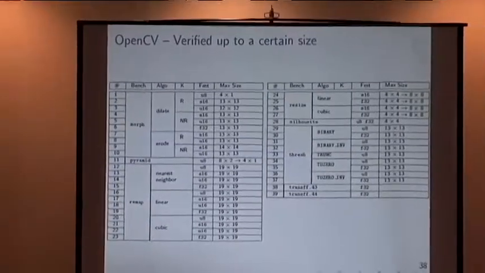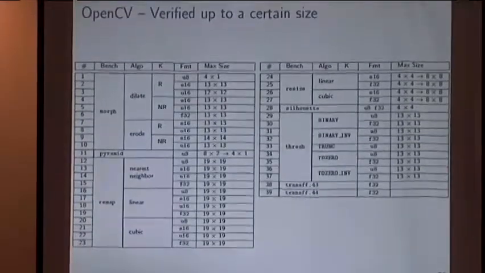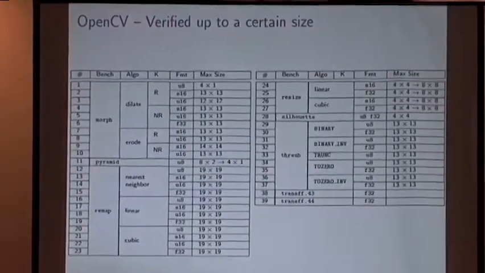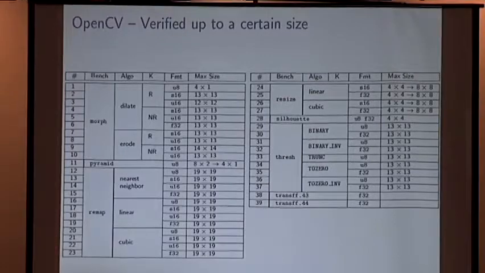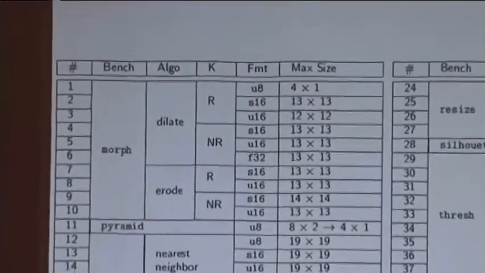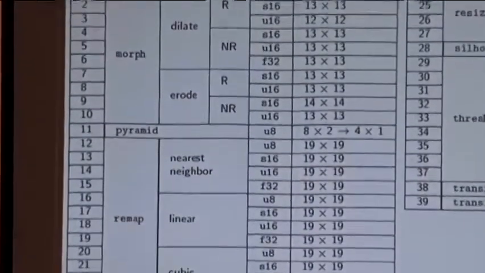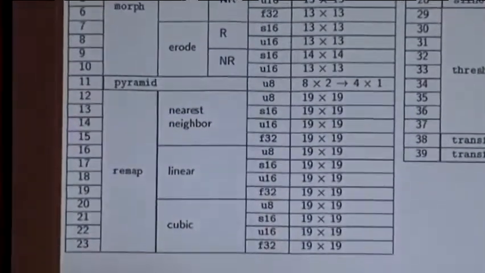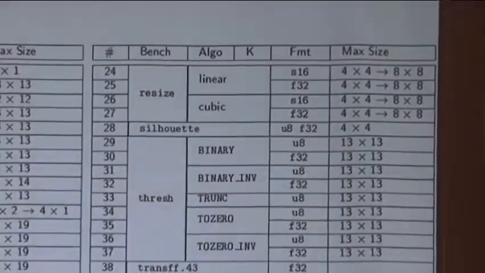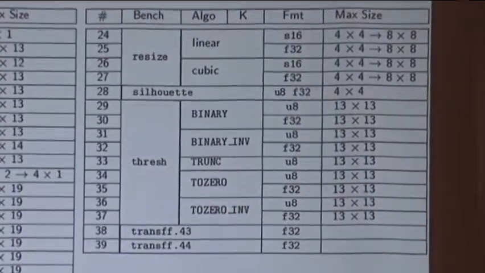So this slide isn't so much meant for you to read, but it is meant to show how many different benchmarks we covered and how many different algorithms and different size formats. In some cases, we went up to 20 by 20 matrices. In other cases, we were very limited by execution time, and we could only test a very small matrix, which was the smallest possible size that could invoke the actual SIMD code.